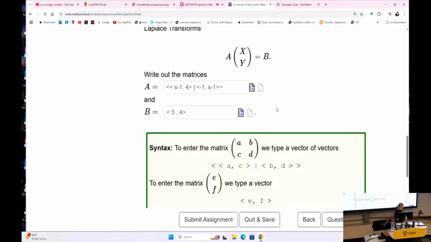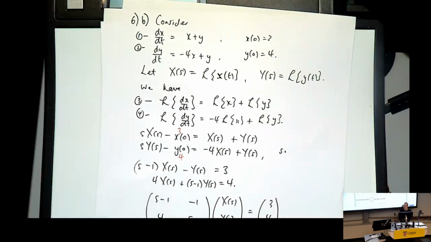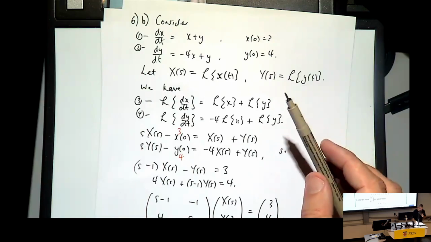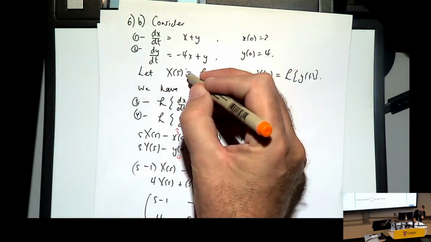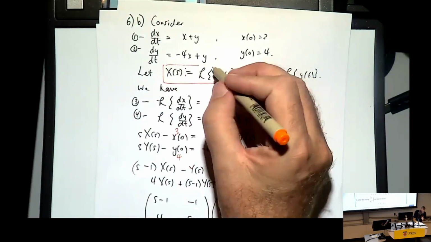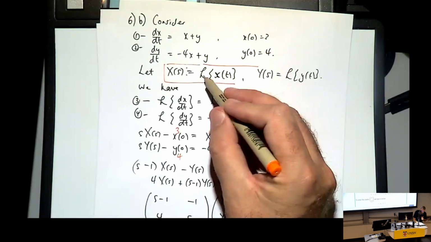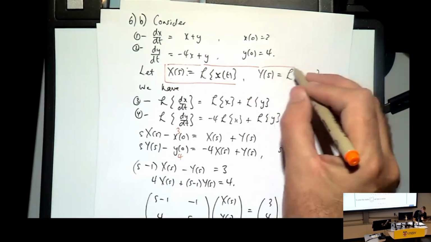So let's go back to the working. Okay, so guide me here. Where are we? Let x of s equal to L of x. Yeah, so this is just notation. So I'm defining this. I'm saying instead of mucking around with 3 things, let's just use 2. Okay?